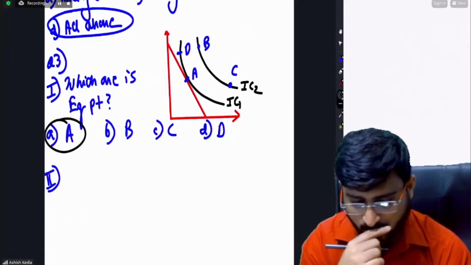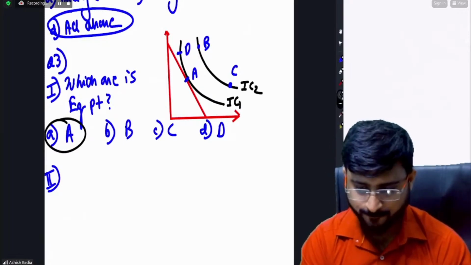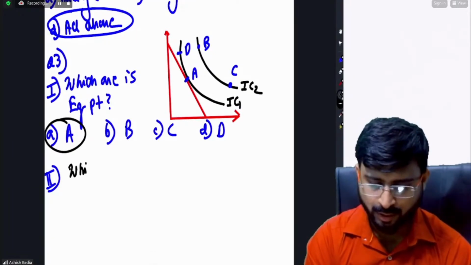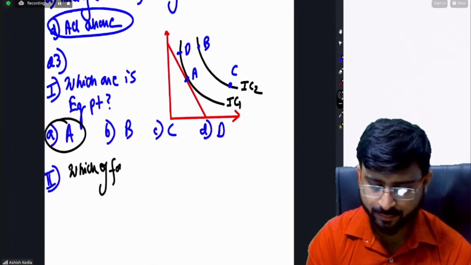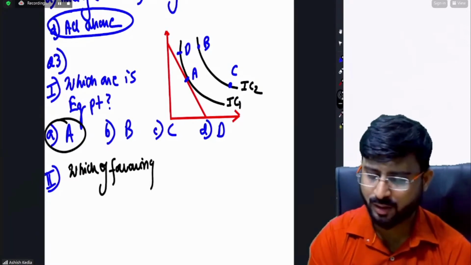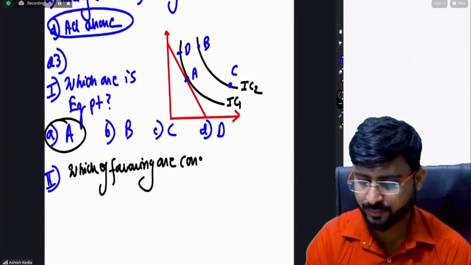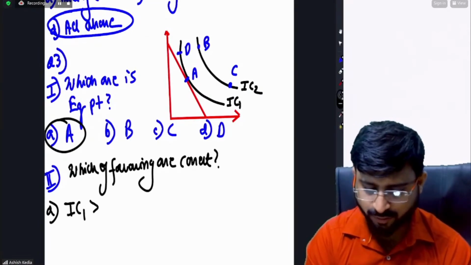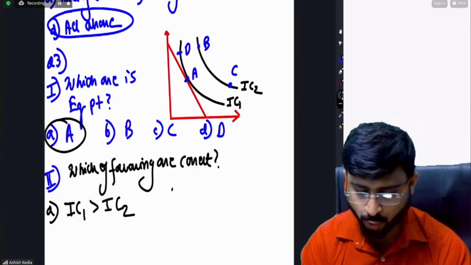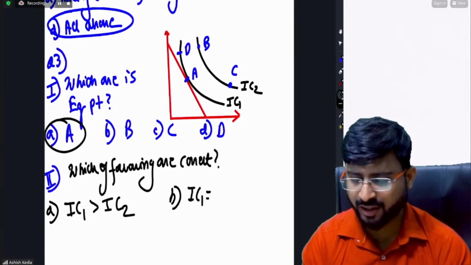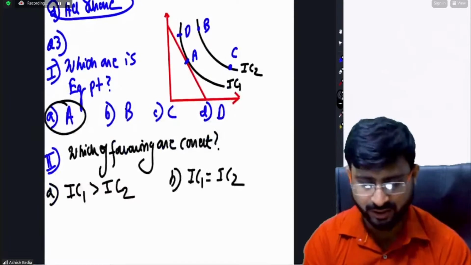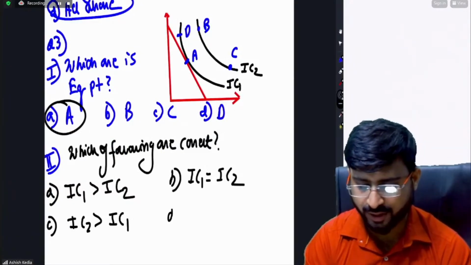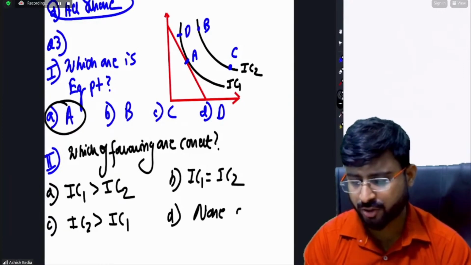Okay. Sub part 2. Which of the following are correct? A. Indifference curve 1 gives more satisfaction than indifference curve 2. B. Indifference curve 1 and indifference curve 2 give equal satisfaction. C. Indifference curve 2 gives more satisfaction than indifference curve 1. D. None of the above is true.